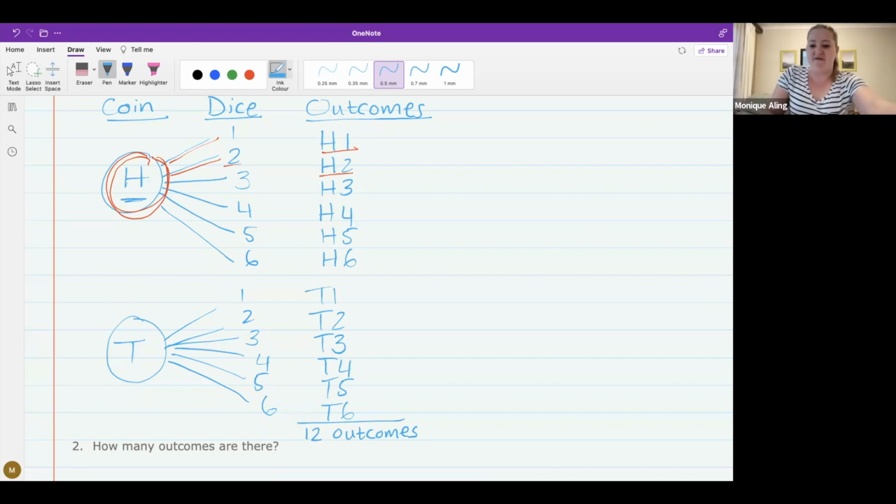Okay, everyone happy with that? Any questions? If you have any questions, let me know in the chat. This was just a quick little reminder on how to draw a tree diagram.